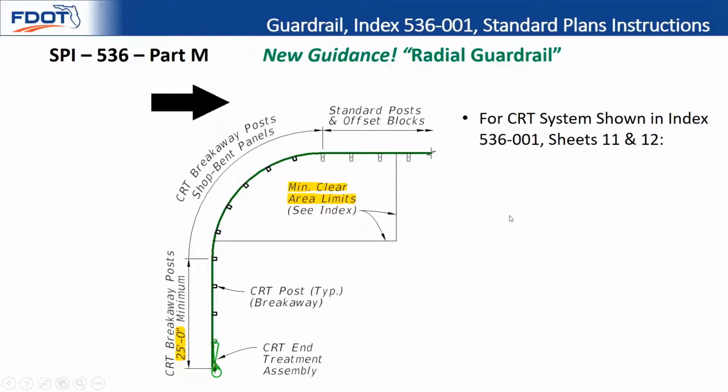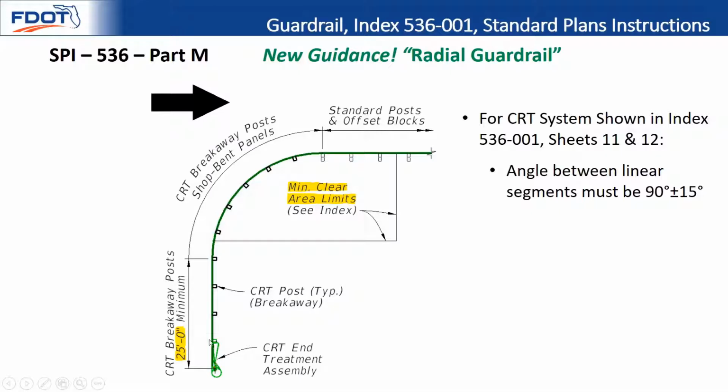And so on that same topic of CRT, we've added Part M to the SPI that's called radial guardrail, and we got into a little bit of a description of reminders of things that you need to do. These are already standardized requirements for the most part, but we just added the reminders of what you need to look at in the standard to make sure that you're emulating the standard, because it is important to have it function correctly.